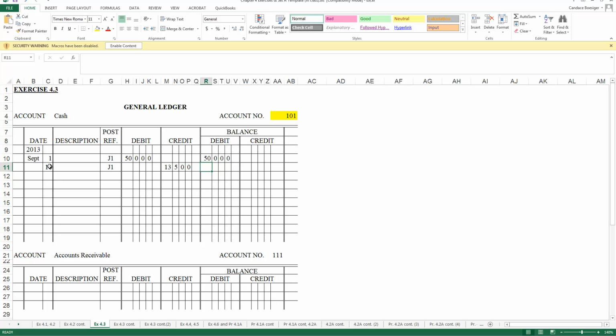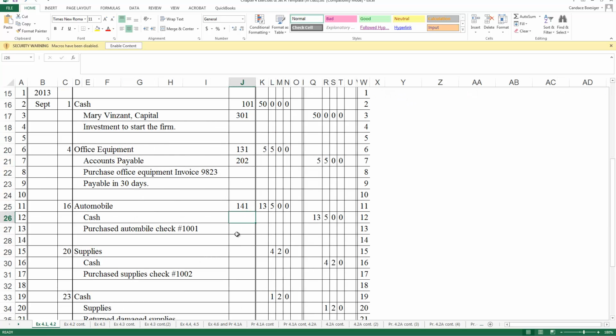after this has been posted. This was a deposit. This increased our cash. This is a decrease. We wrote a check. And so the account balance is $36,500. And then our posting reference has to go back to right here.